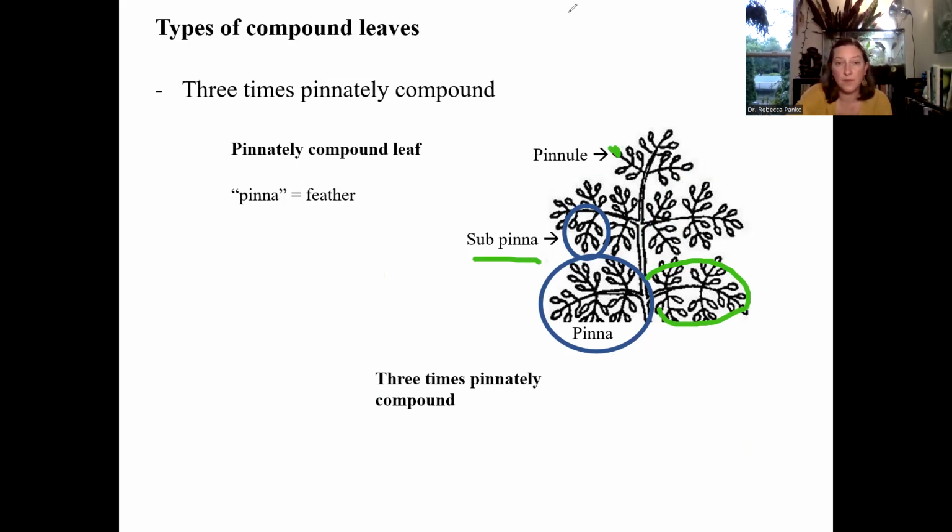All right. And it even gets more crazy than that. There's some things that are like 10 times pinnately compound. This is basic plant science, so we'll just leave it with 3.